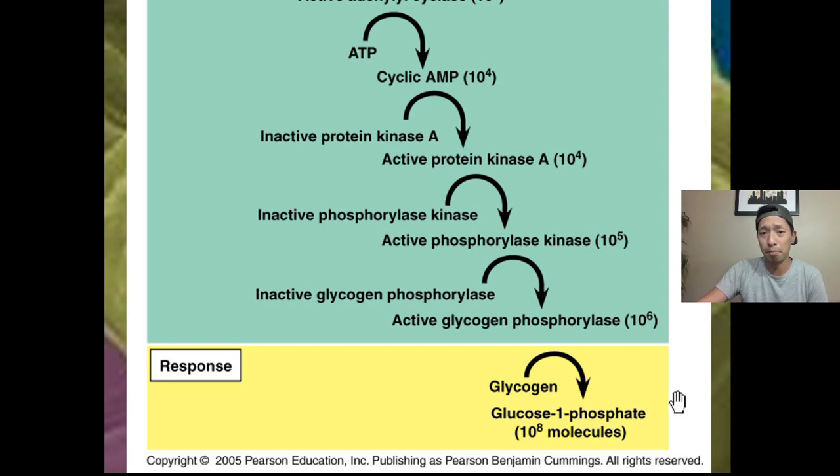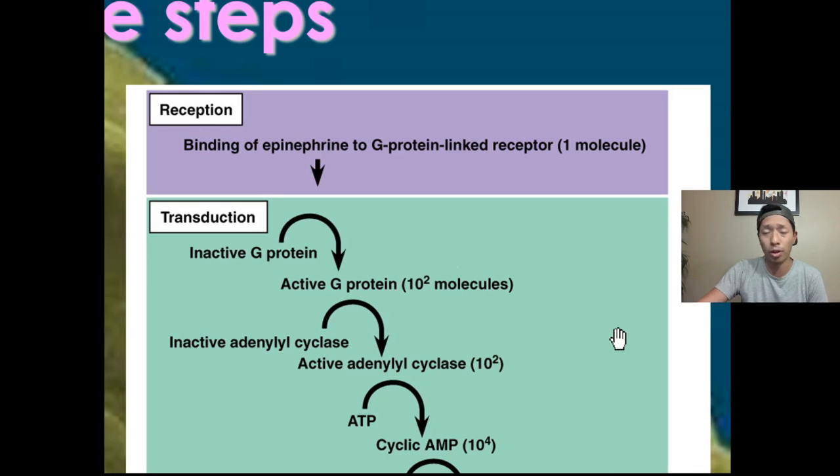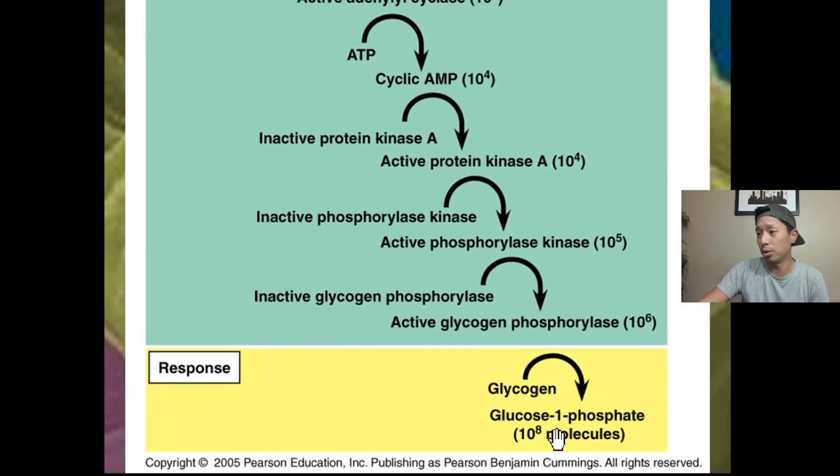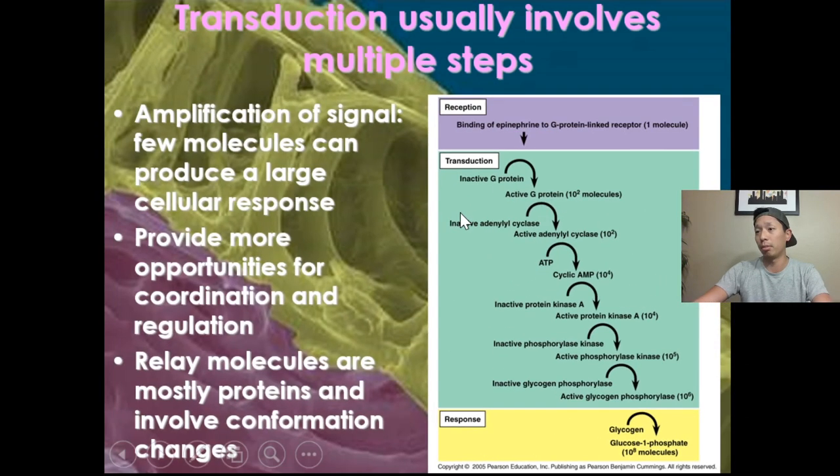So if you wanted to release 1 million molecules of glucose and it was a 1-to-1 ratio, you would have to release 1 million molecules of epinephrine. And that's a lot to ask for. But what you can see here is that one molecule of epinephrine can lead to 10 to the 8, which is 100 million molecules of glucose. So that's the amplification that we're talking about here.